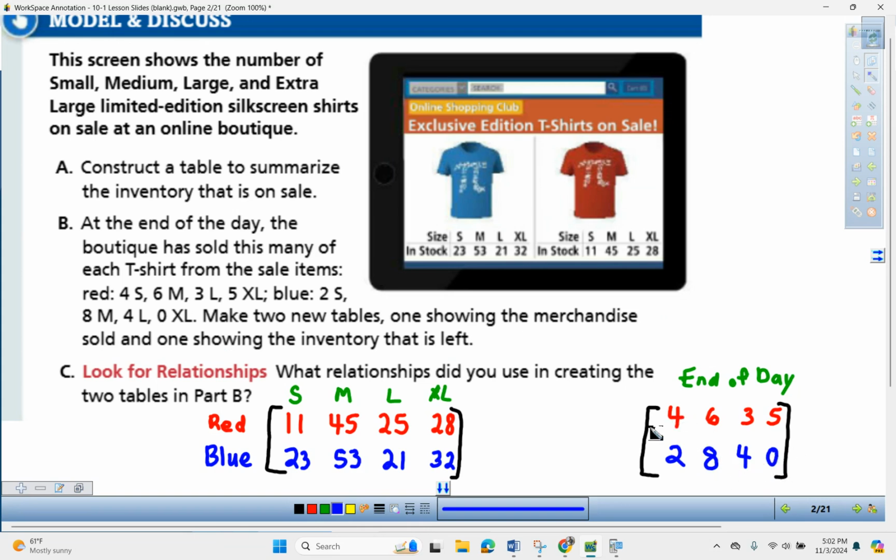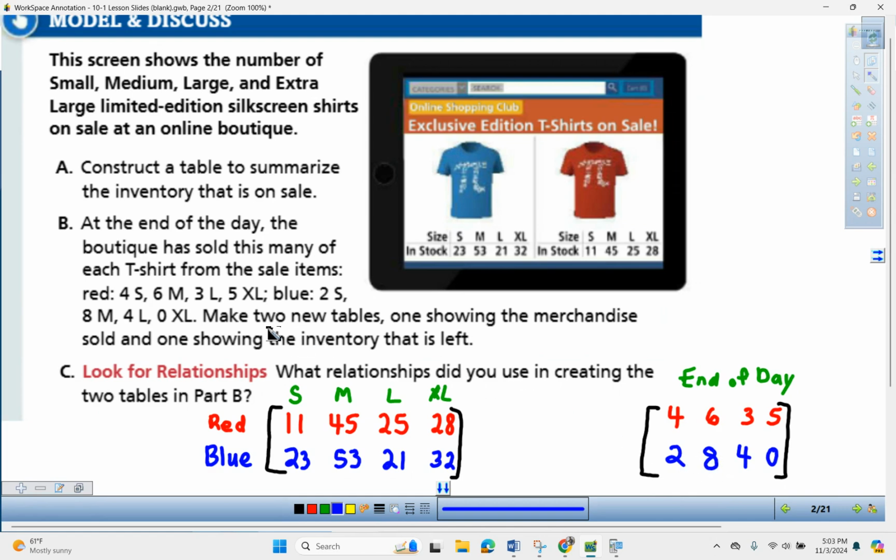Because look, there are no labels anymore. I mean, yes, I have red and blue, but we've previously agreed that the first row means this, the second row means this, and the columns mean this. So from here on out, we don't necessarily have to label them anymore because you and I have come to an agreement that that's where these things go, and we don't have to have that extra stuff.